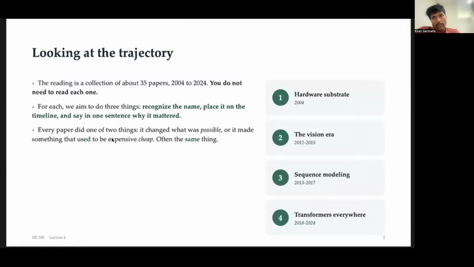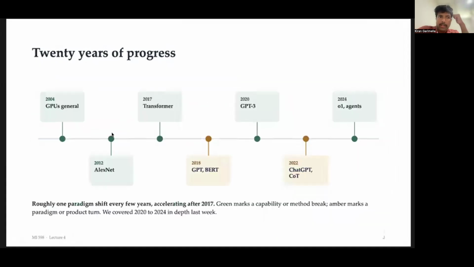So one is the hardware, then the vision era, which is the start of the deep learning revolution that started off the recent AI revolution. Then we look at this thing called sequence modeling, which went on for a few years, and then finally transformers, which are now the dominant methodology, the dominant modality, the technology. Okay, this is over this 20-year period.